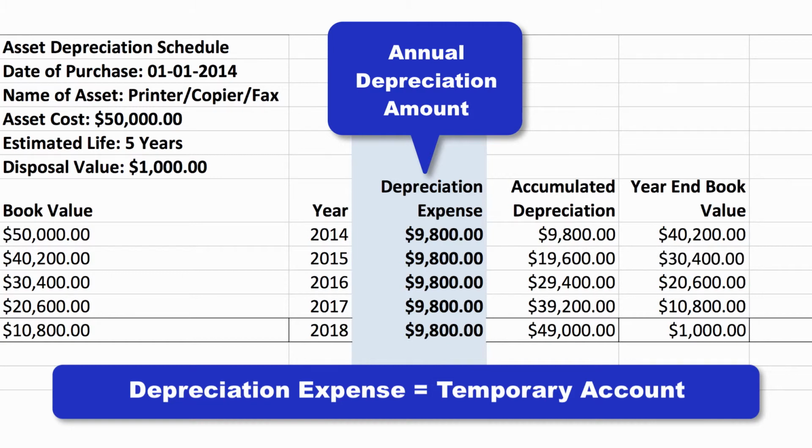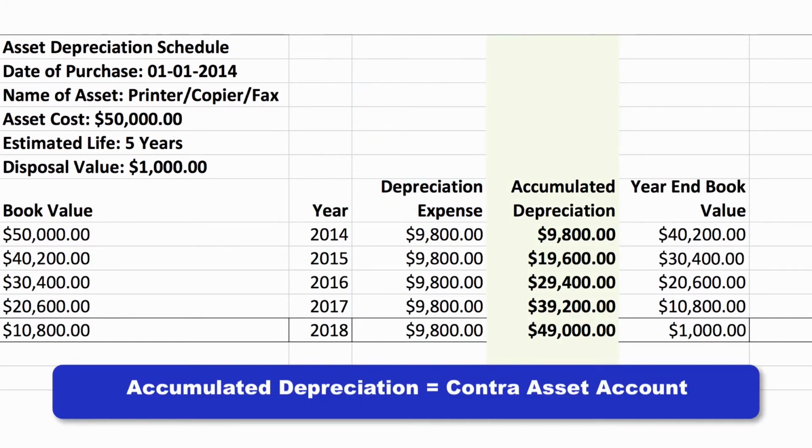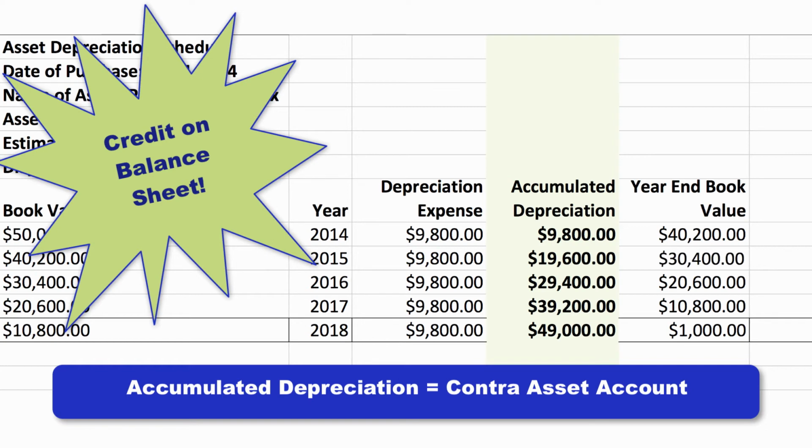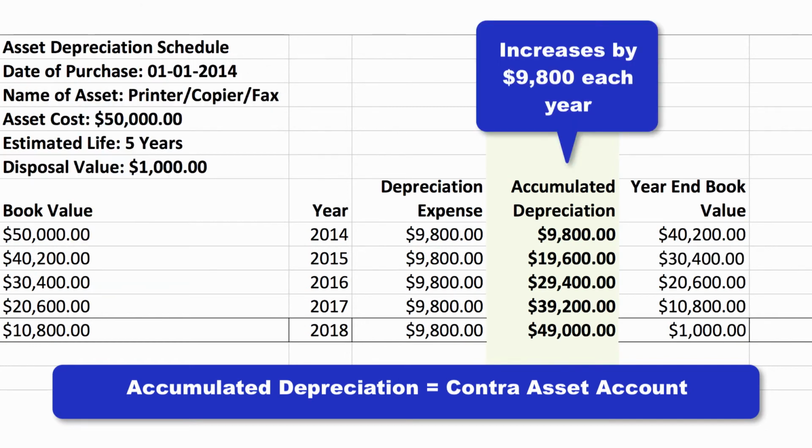expense for each year. Accumulated depreciation reduces the amount of the asset, so it is a contra asset account, which appears on the balance sheet as a credit. On the depreciation schedule, we will increase this amount as the depreciation of the item builds each year.